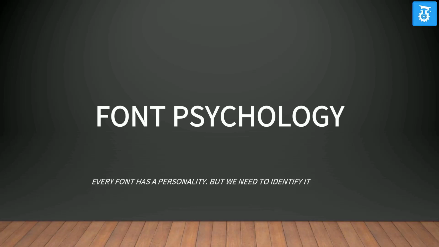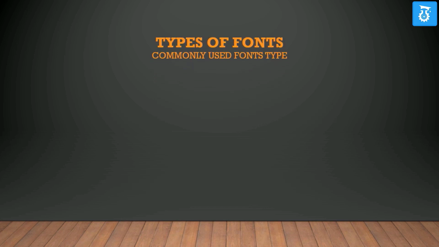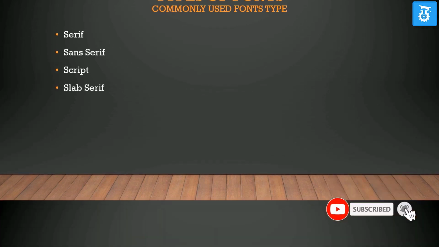Every font has its own personality, but we need to identify it in order to use any font. When you actually want to use a font, commonly used fonts are of 4 types. First one is serif, second one is sans serif, third one is script, and fourth one is slab serif. These 4 types of fonts are commonly used, and in this video I am going to explain where and why you should use these types of fonts. So let's talk about serif font.